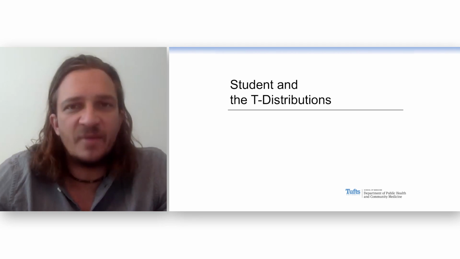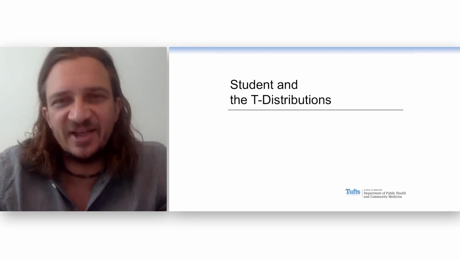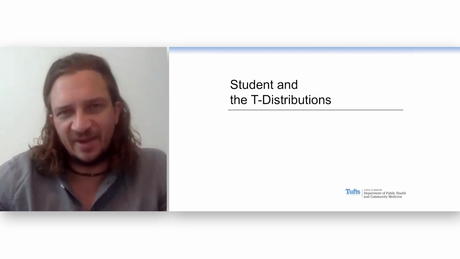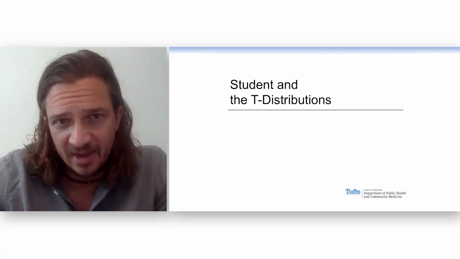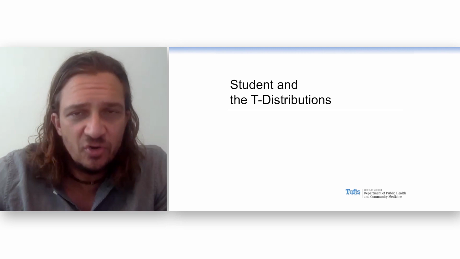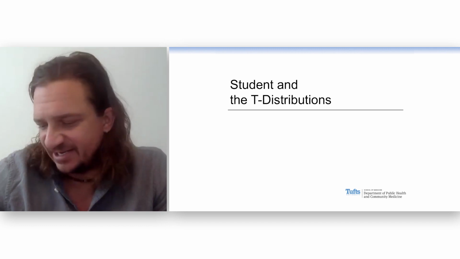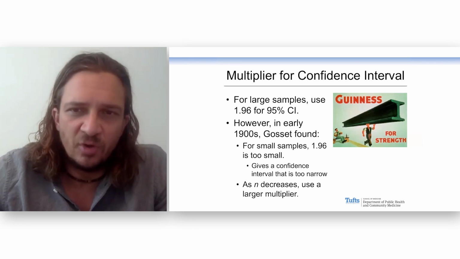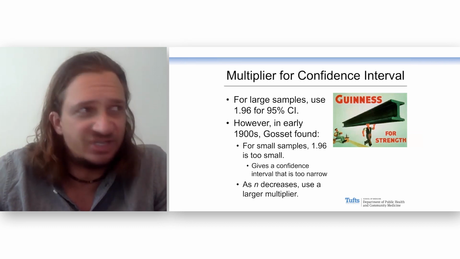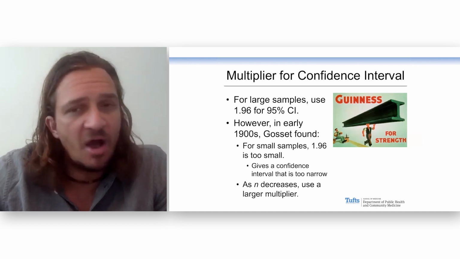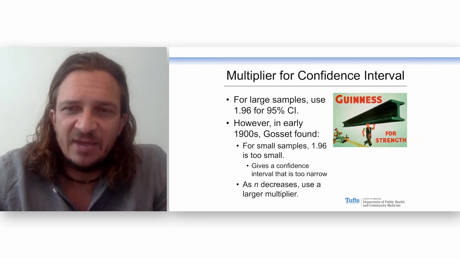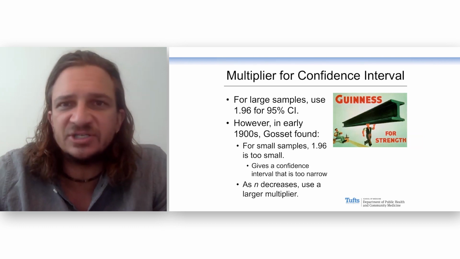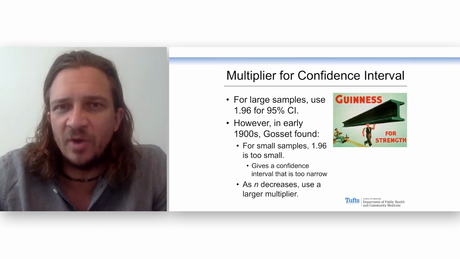When we started to talk about confidence intervals, I didn't tell you the full story. There's a little twist that we need to add, and it's related to a man who went by the pseudonym, a student of statistics. And there was a man named William Sealy Gosset who worked at the Guinness Brewery, was a mathematician. This is in the late 1800s.